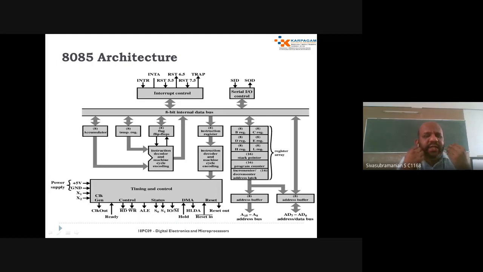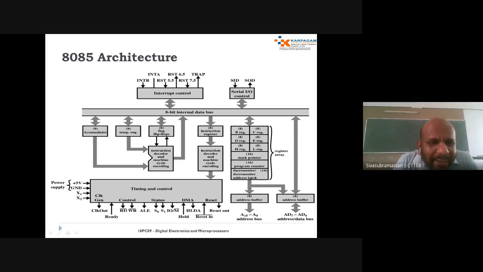Whether my machine cycle is going to fetch an opcode, whether it is going to read a memory, whether it is going to write into a memory, whether it is going to read something from an IO device, whether it is going to write something to an IO device, and so on, right? So based on these three signals, two status signals and one IO/M signal, your machine cycle operation is determined. Okay. Now coming to the next two pins, HOLD and HLDA.